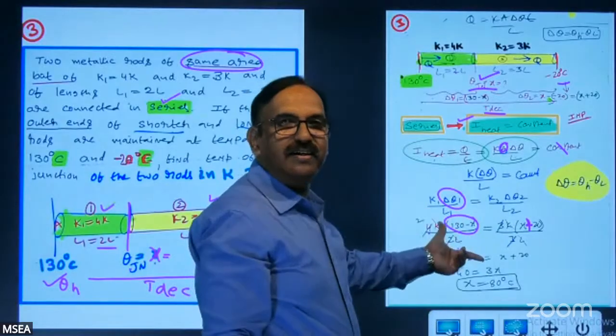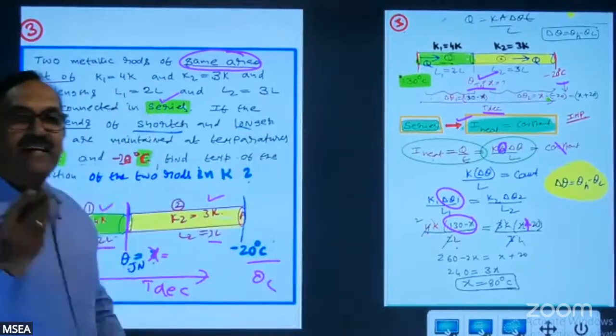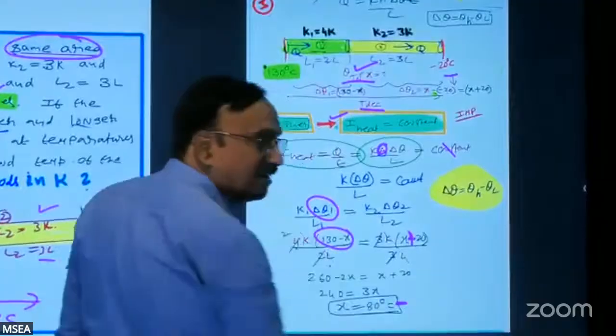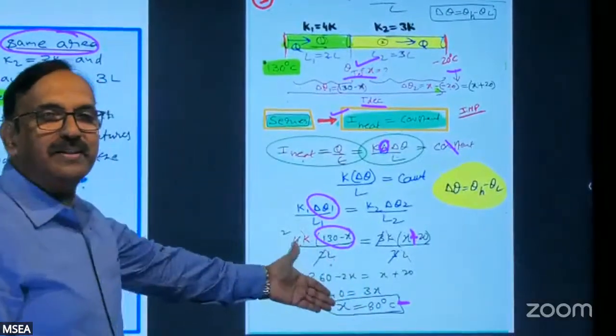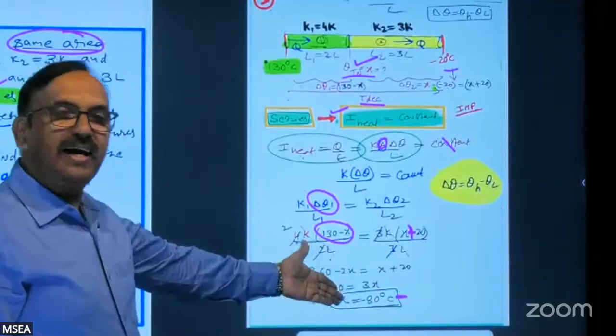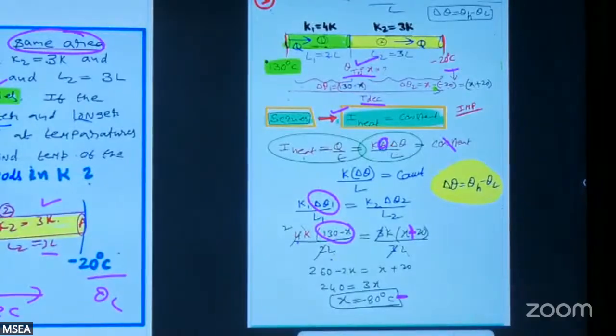Rest of the things is simple arithmetic, as you know. You get the answer like this. In the entrance exam, they may twist there. Instead of asking this answer in degree centigrade, they may ask in Kelvin or some other temperature scale there. You need to be careful. For example, in Kelvin, add 273 to it. 353 Kelvin you get.